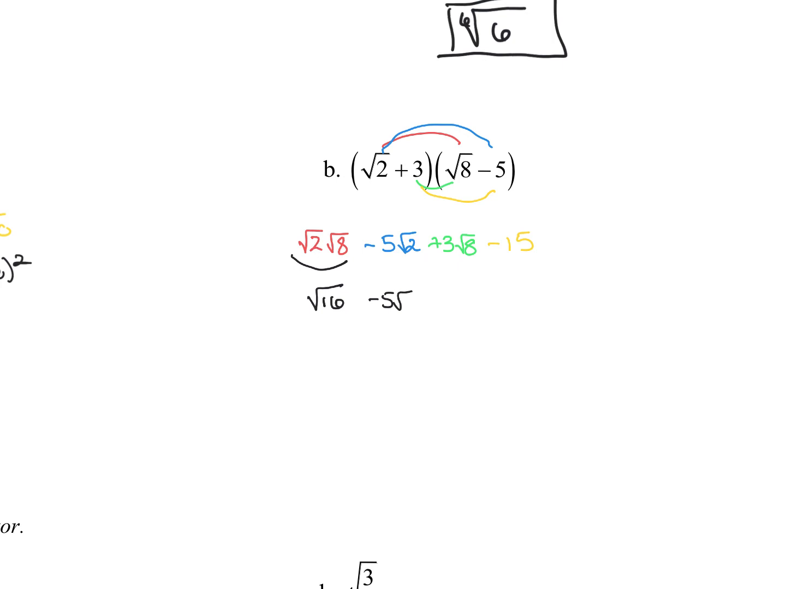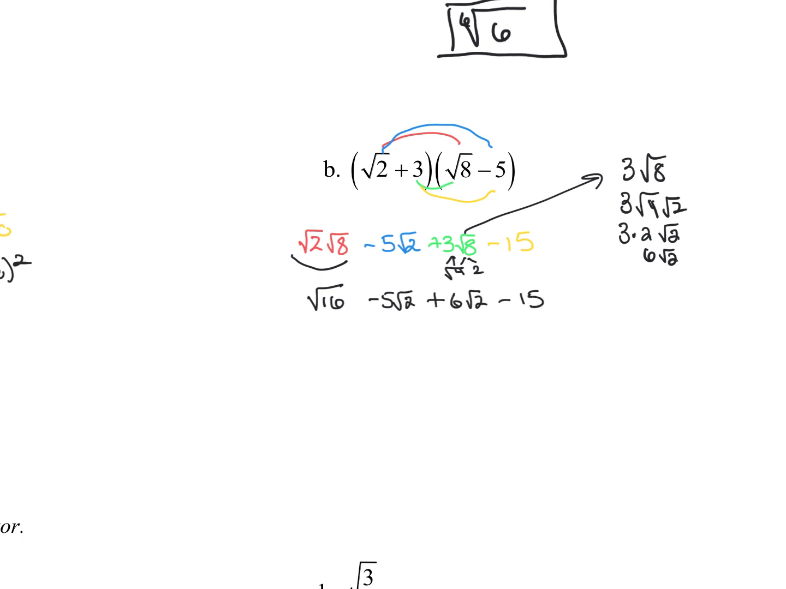Minus 5 root 2 plus, 8 is 4 times 2. The square root of 4 is 2, so I can pop a 2 out. Let me pick this over here. 3 root 8 is the same thing as 3 times the square root of 4 times the square root of 2. The square root of 4 is 2, so this is 3 times 2 times the square root of 2, so it's 6 root 2. So this is plus 6 root 2 minus 15.